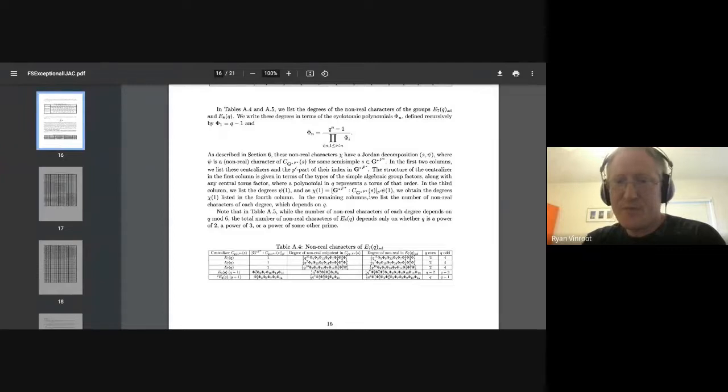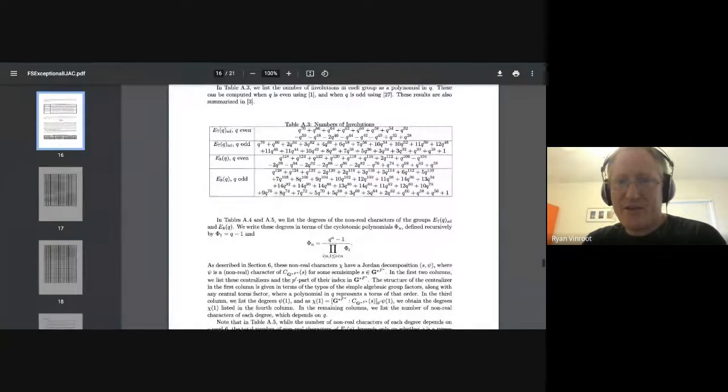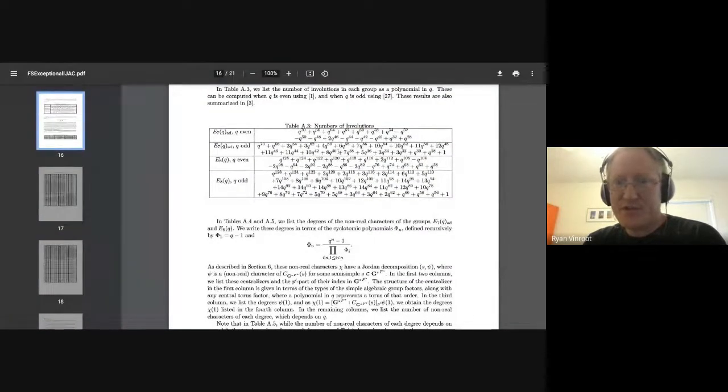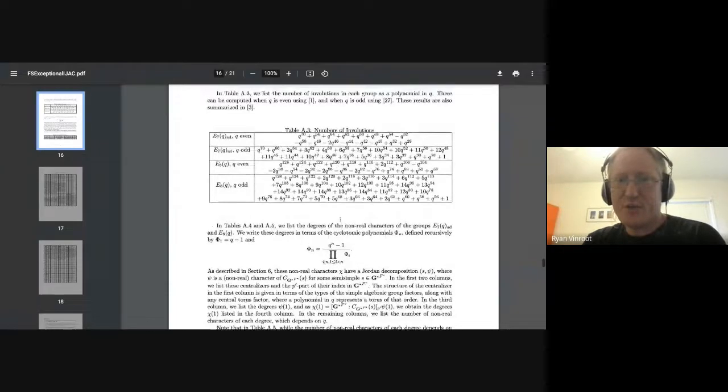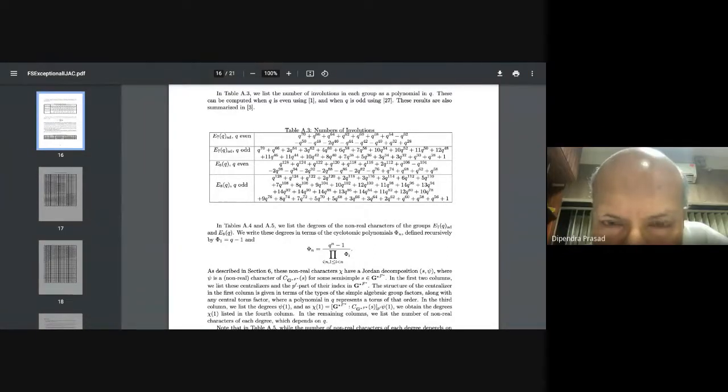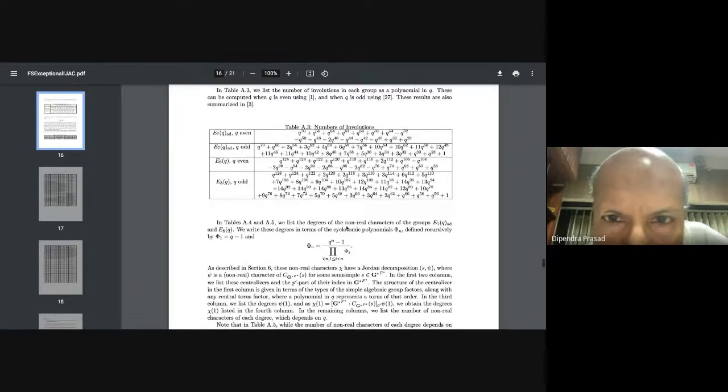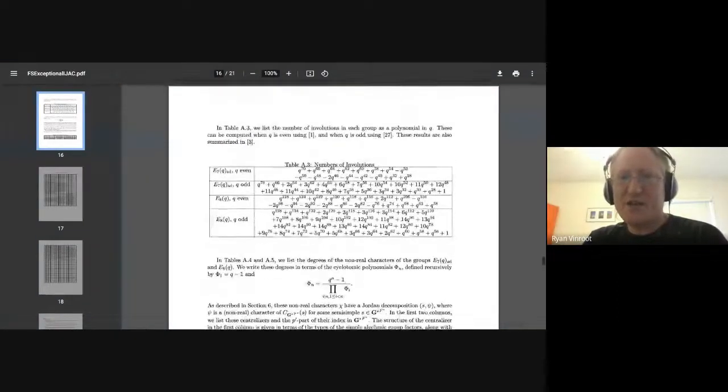But the point is that we have the number of involutions. So here's a table. So these are all known. And so, yeah, a big computation, but completely classifiable. So, yeah, big computation. For E8, most of the representations are self-dual. Most are, yes. And so we have an exact count.